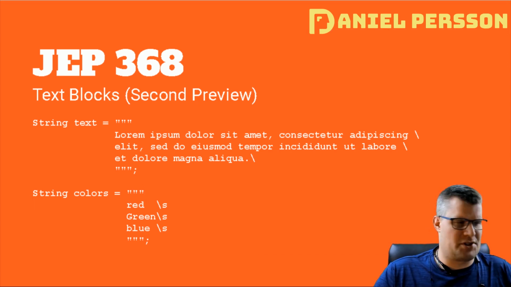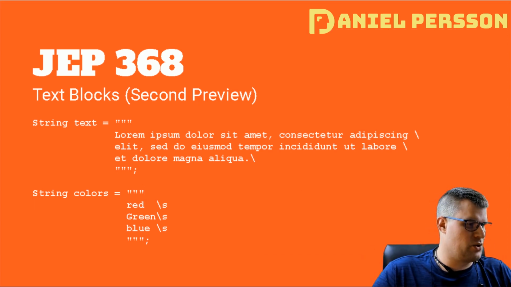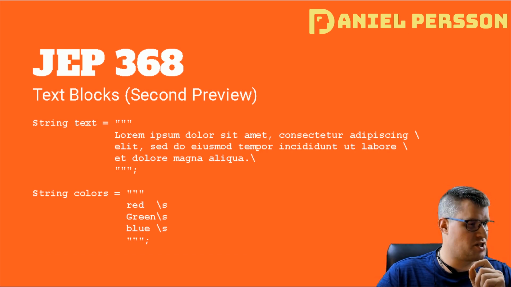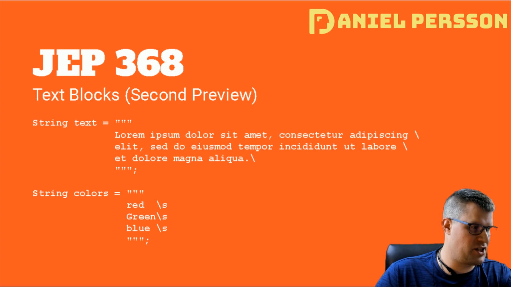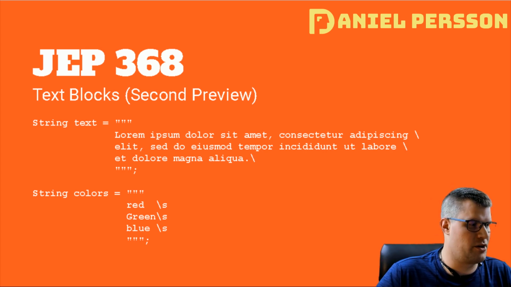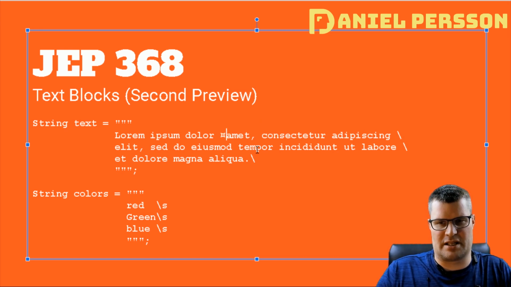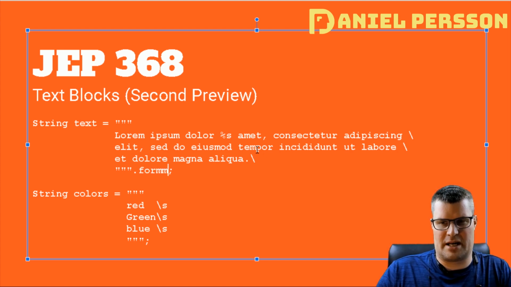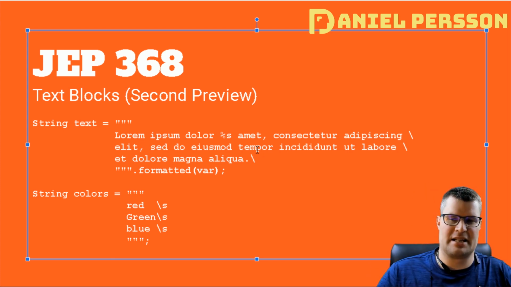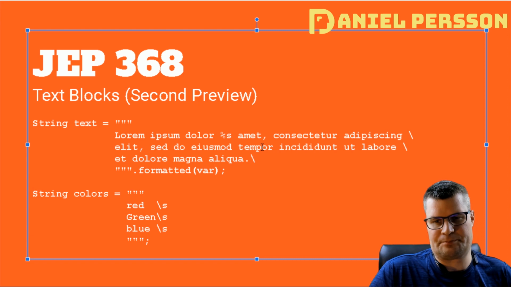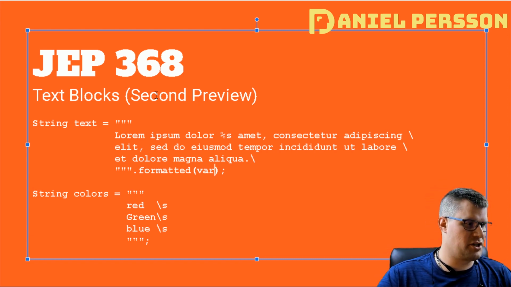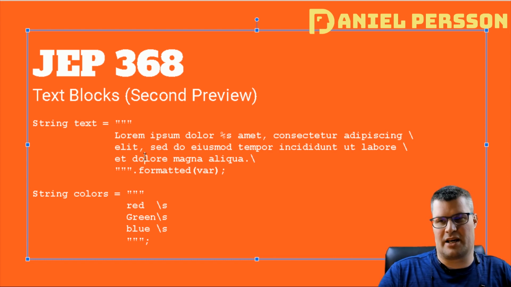Some things that will also be added to this implementation are some functions. On these you can strip indentation, you can translate escapes, and you can format or use formatted. So if you have something in your string here that is, for instance, %s, you can actually say formatted and then give a variable here, and that will be added as the variable in your string. So there are a few functions that you can use on these text blocks.